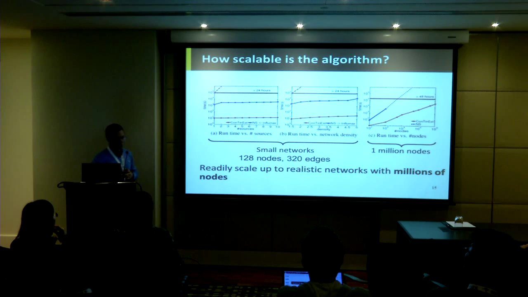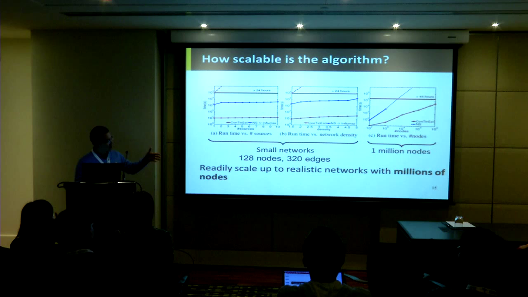exact computation. For a small network like 128 nodes and 320 edges, this exact algorithm can still compute the inference, but the time needed for the computation is going to be 10 to the 5 seconds. And this randomized algorithm is going to compute it within 10 seconds. And the naive sampling computes lots of shortest paths and needs around 1,000 seconds, something like this.